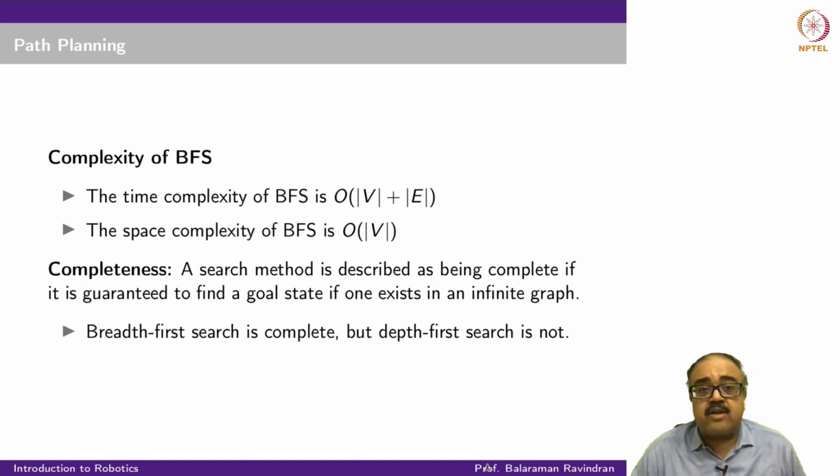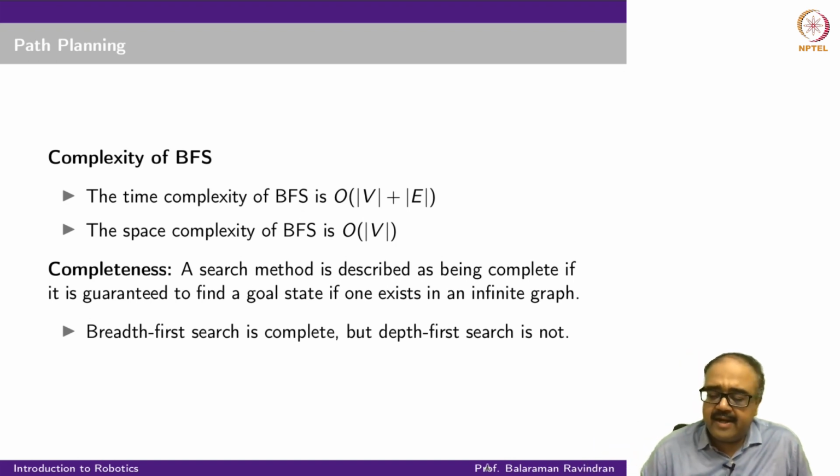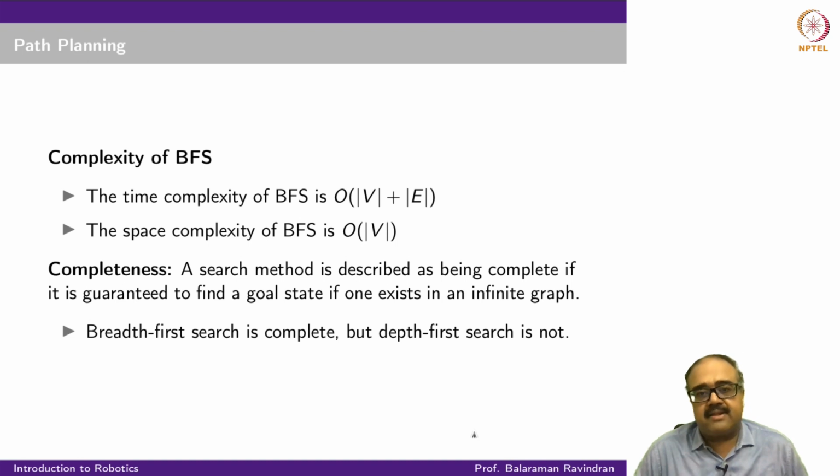It expands a lot of nodes, right? For every node, it expands all its children, looks at all the children, and puts them in the queue before it moves on to the next level. And so for every level, it is going to expand the children of all the nodes at the previous level, even if it is very clear that it is not going to give a short path.